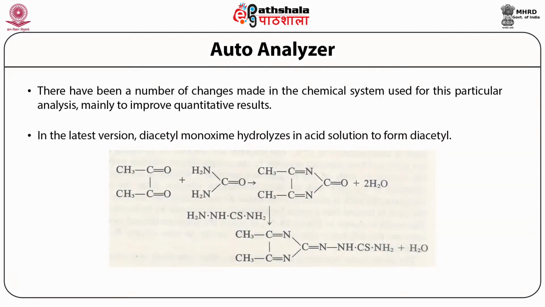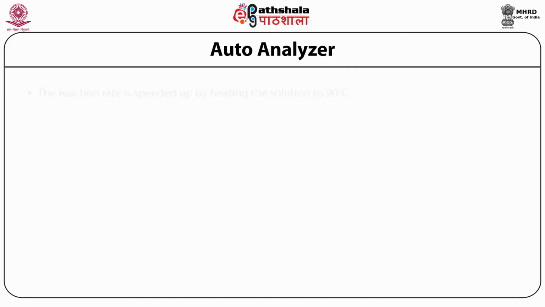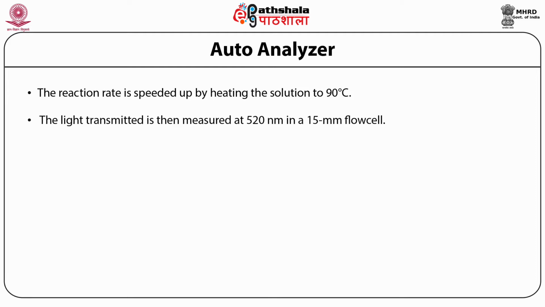In the last version, diacetyl monoxime hydrolyzes in acid solution to form diacetyl. The diacetyl reacts with the urea to produce a yellow diazine derivative, and the color is intensified by the addition of thiocyanate that forms a red triazine derivative as shown in the following figure. The reaction rate is speeded by heating the solution to 90 degrees centigrade. The light transmitted is then measured at 520 nanometers in a 15 millimeter flow cell.